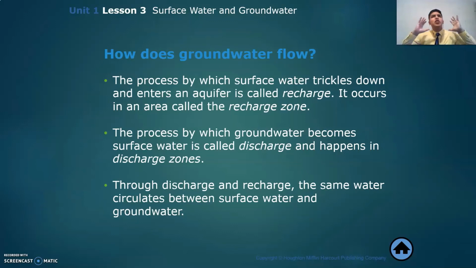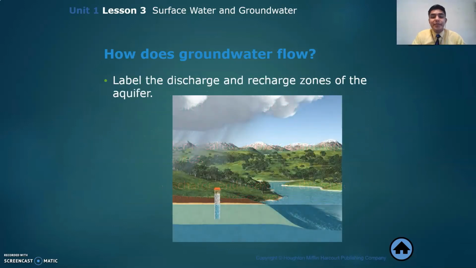So let's say that if it rains a lot and a lot of water goes through a specific part, that is recharged because it is gaining water. But if the water is extracted and it goes to the overground, let's say, then that is discharged because we are subtracting or taking water from that specific resource.